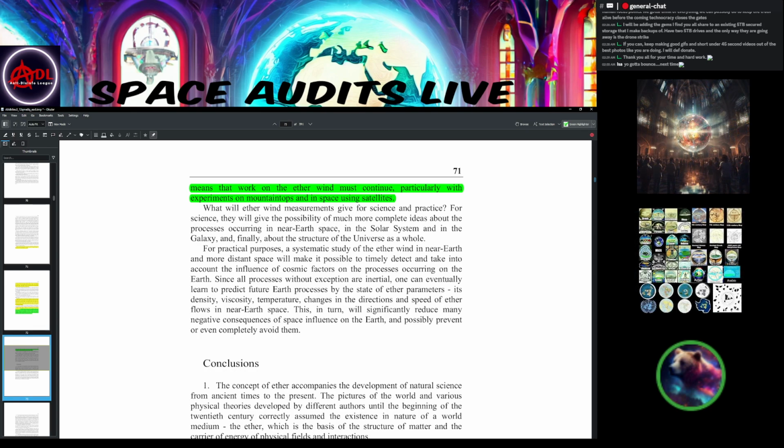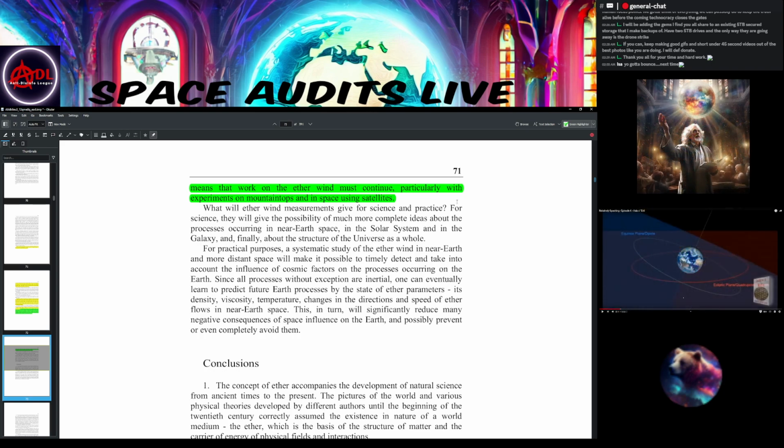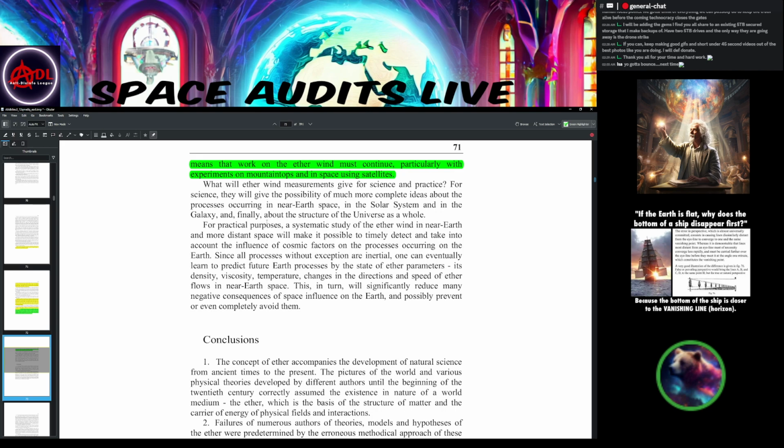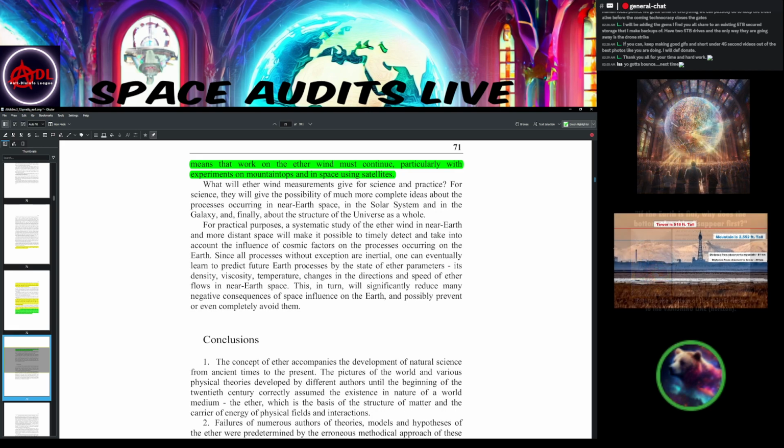What will ether wind measurements give for science and practice? For science, they will give the possibility for much more complete ideas about the processes occurring at the near edge of space in the solar system, in the galaxy, and finally the structure of the universe as a whole.